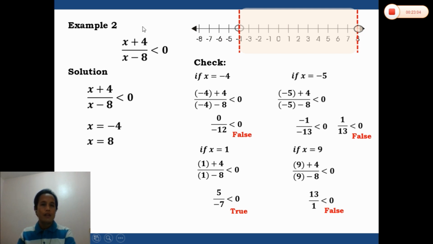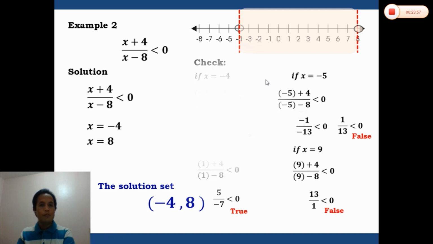So the solution set for this inequality is being illustrated in this drawing here. So we have the boundary, which is -4, which is not part of the solution set, and the boundary, which is +8, is also not part of the solution set. So our solution set for this inequality is in between -4 and +8. So the parenthesis indicates that -4 and +8 are not part of the solution set, only the values in between them, including the decimal values. Let's proceed to the third example.